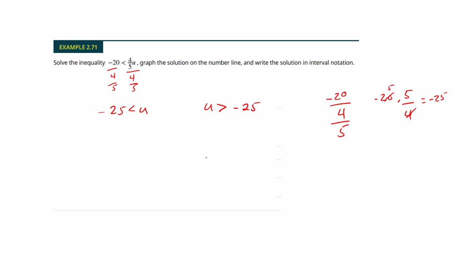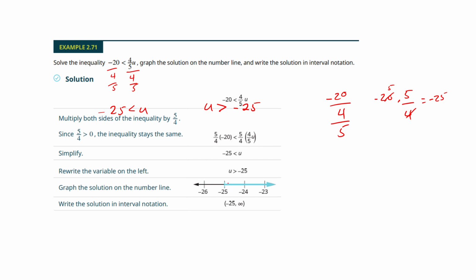Well, what would that mean? They probably already did it for us. u is greater than negative 25. That would be this. Now, I didn't change anything. I just wrote it because I like the u to be on the left.